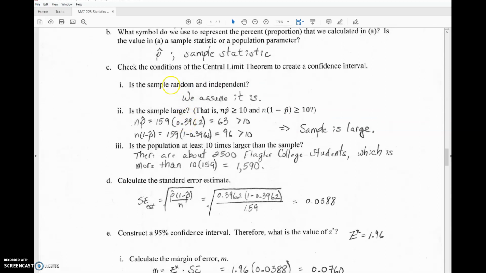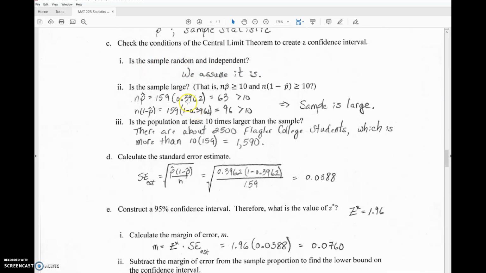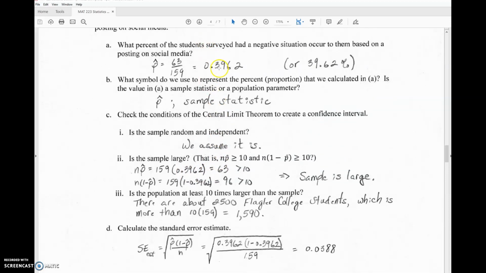We should always check the conditions of the central limit theorem to make sure that it's okay to go ahead and create a confidence interval. First, we have to make sure the sample is random and independent, and for the most part, we just assume that it was done correctly. Is the sample large enough? We have to have at least 10 successes and 10 failures. A success here is that a negative situation occurred to these students. So that's n times p hat, which is 159 times 0.3962, which of course is 63. That's how we got 0.3962, right? We took 63 and divided by 159.